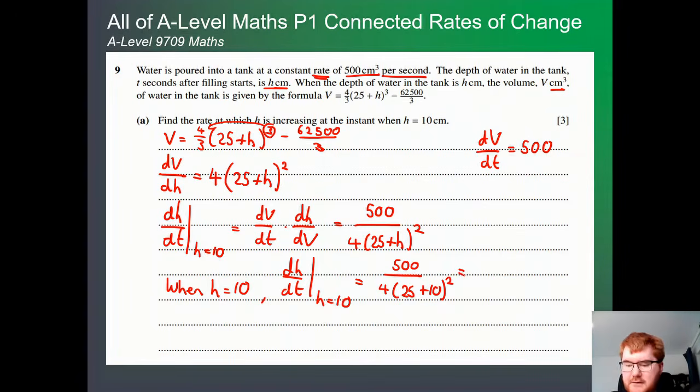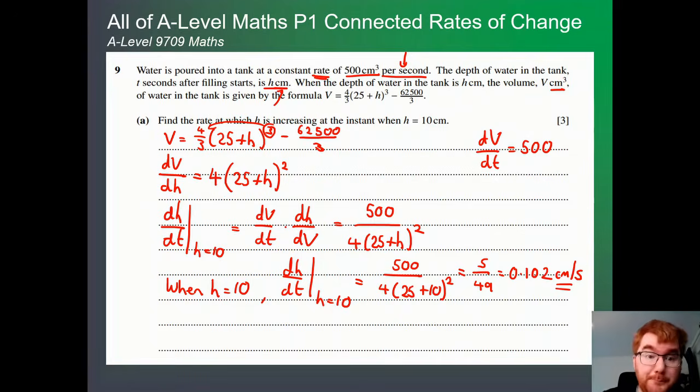Again, we just pop this into the calculator. So 500 divided by 4 times 35 squared, and that gives us then 5 over 49. Actually, I like them as fractions, but the mark scheme prefers them as decimals. So 0.102. Let's think about the units here as well. So we have centimeters and time here is in seconds. So we have centimeters per second. Notice I'm just looking for this to help me with my units here for the particular rate that we're looking for.